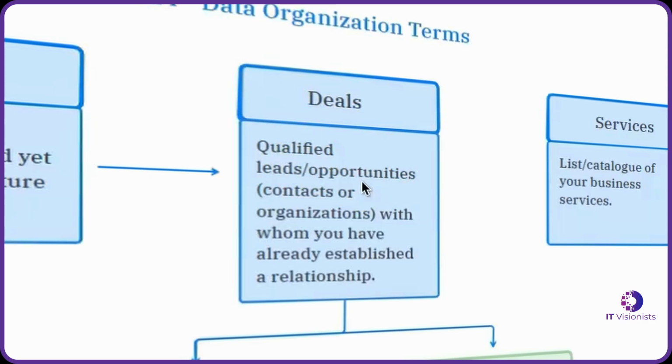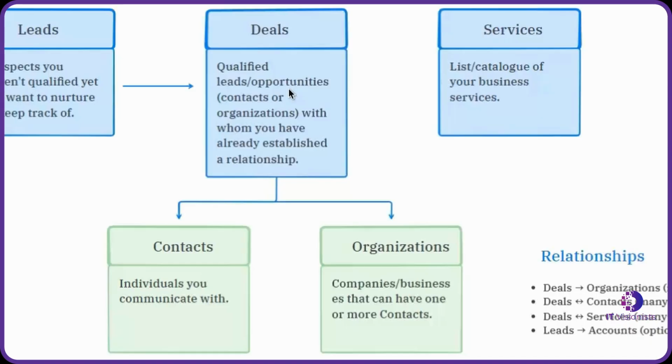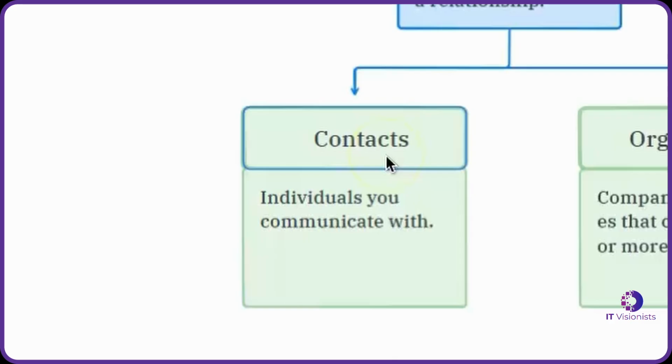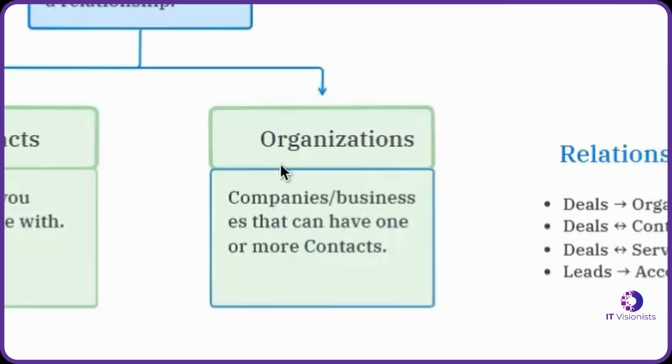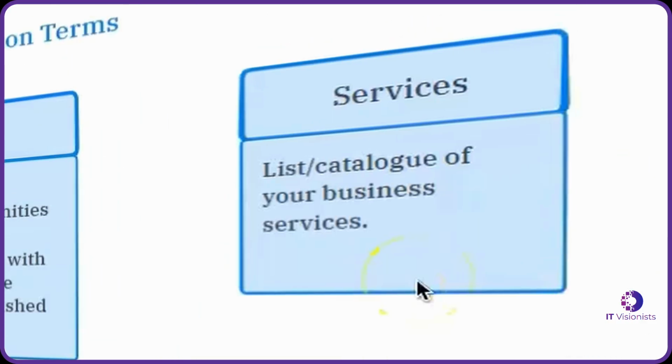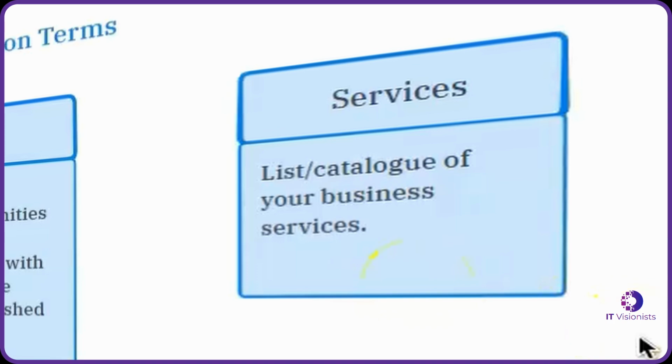Deals or opportunities are the potential sales or revenue generating activities linked to a specific contact. You can move them through your sales pipeline. You can also determine the value associated with the deal. When I say a pipeline, it is a visual representation of your sales process. Contacts are the individuals you interact with. Accounts or organizations are the businesses that you're dealing with, and they can have one or more contacts. Services is a list or catalog of your business services or any products that you provide.